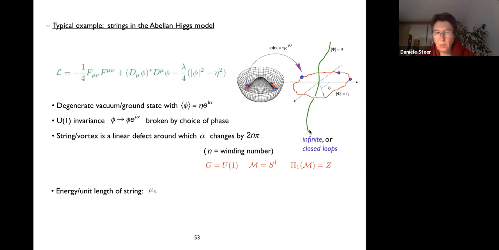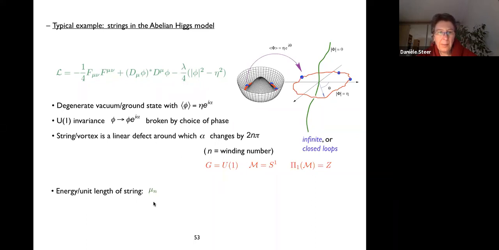And that's exactly what a string is in a superconductor. It's exactly what a string is in a nematic liquid crystal. They all have exactly the same property. They're all there for topological reasons, because you have a vacuum manifold which has non-contractible loops.